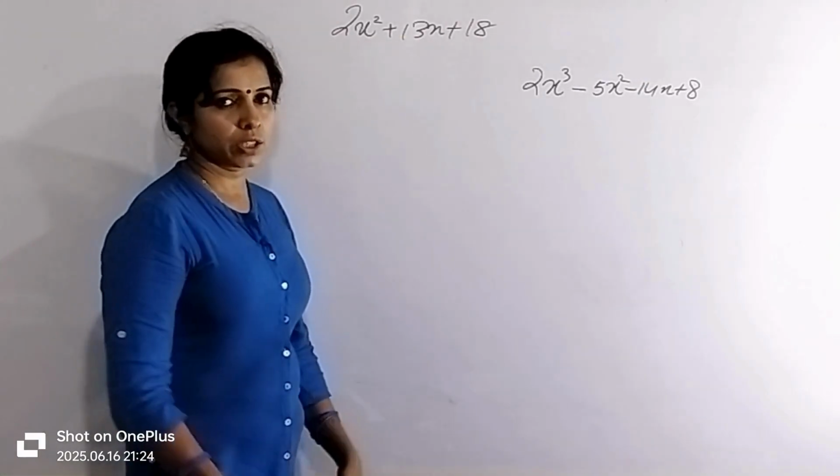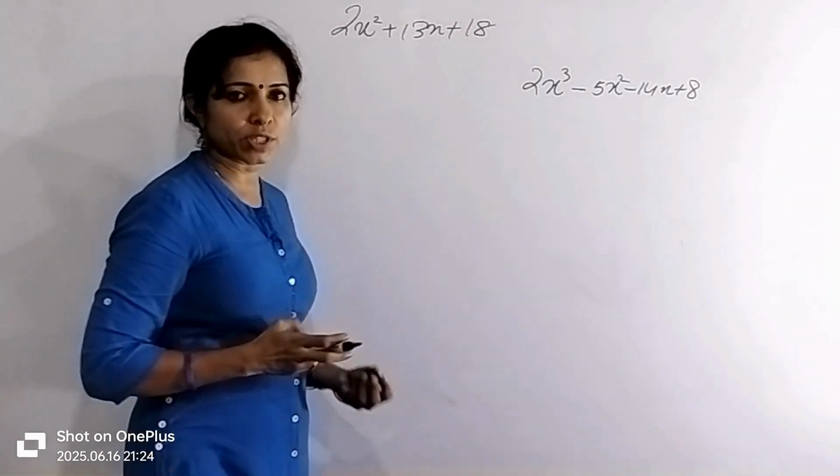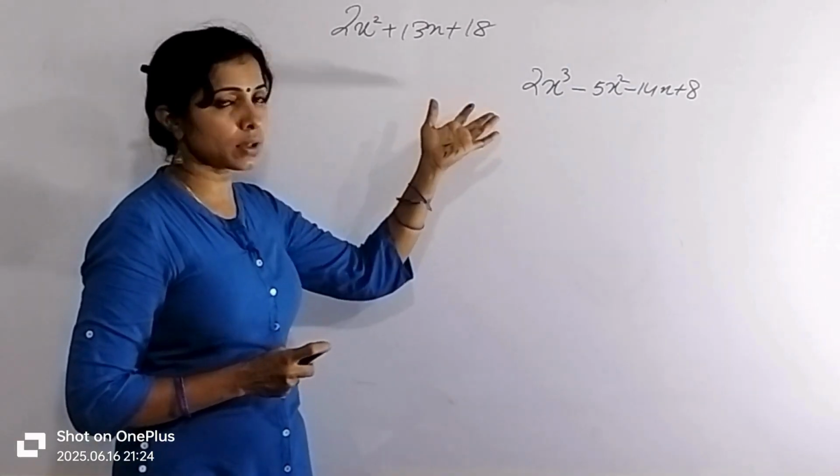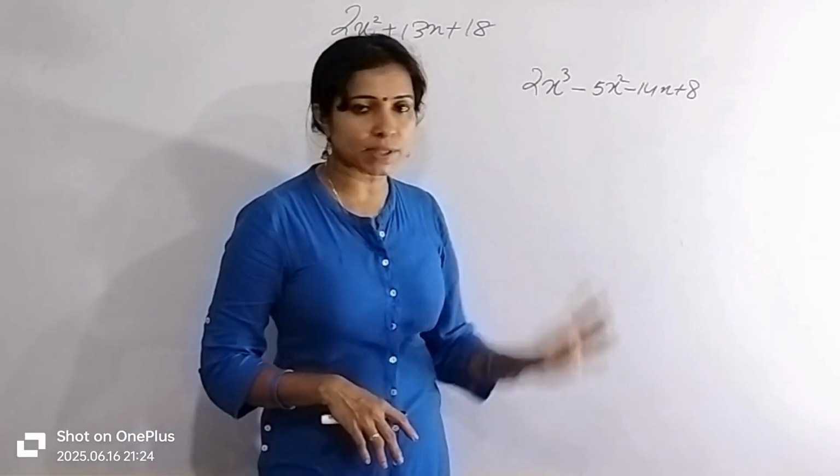14x plus 18. So you can easily check it out, alpha plus beta. Then you just do it first. Okay. Now we can go through the cubic polynomial 2x cube minus 5x square minus 14x plus 8.